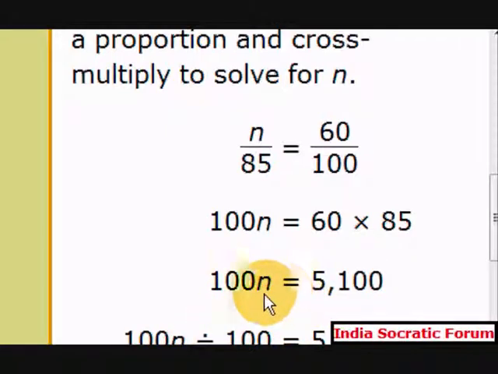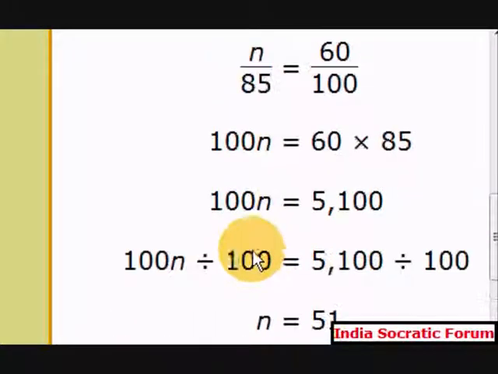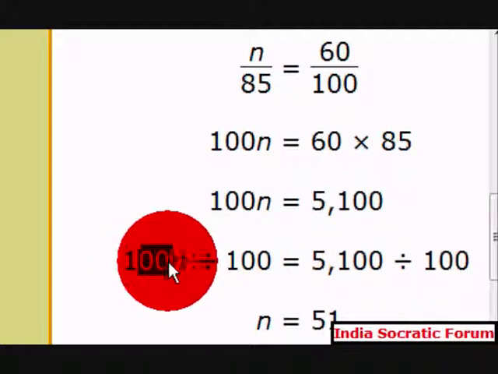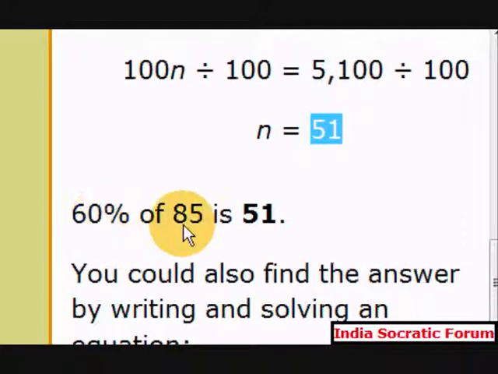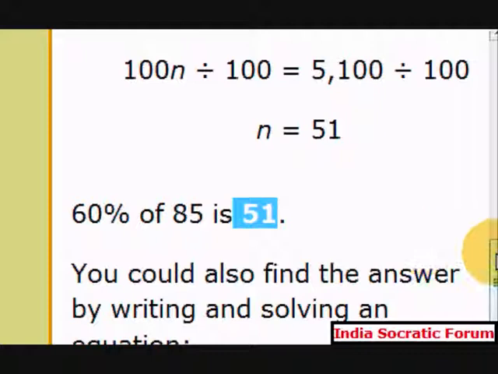So 100n divided by 100. Let's divide by 100 on both sides. 100n equals 5100. When you divide by 100 on both sides, these two zeros will go away and these two zeros will go away. n equals 51. So 60% of 85 is 51.